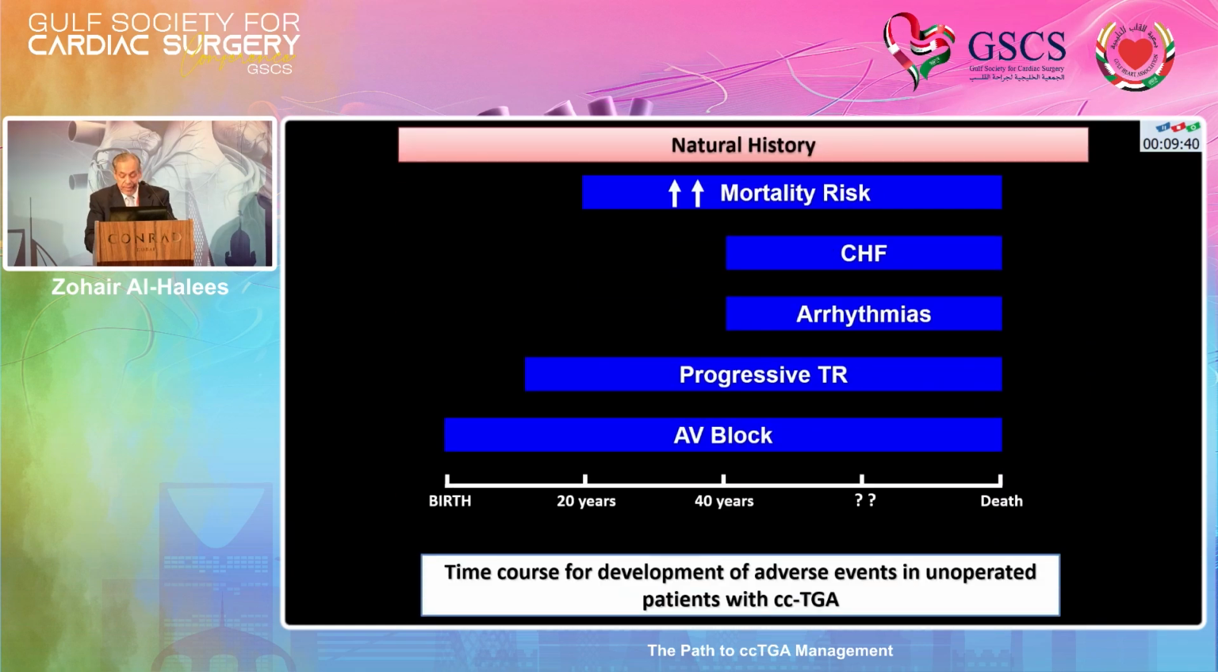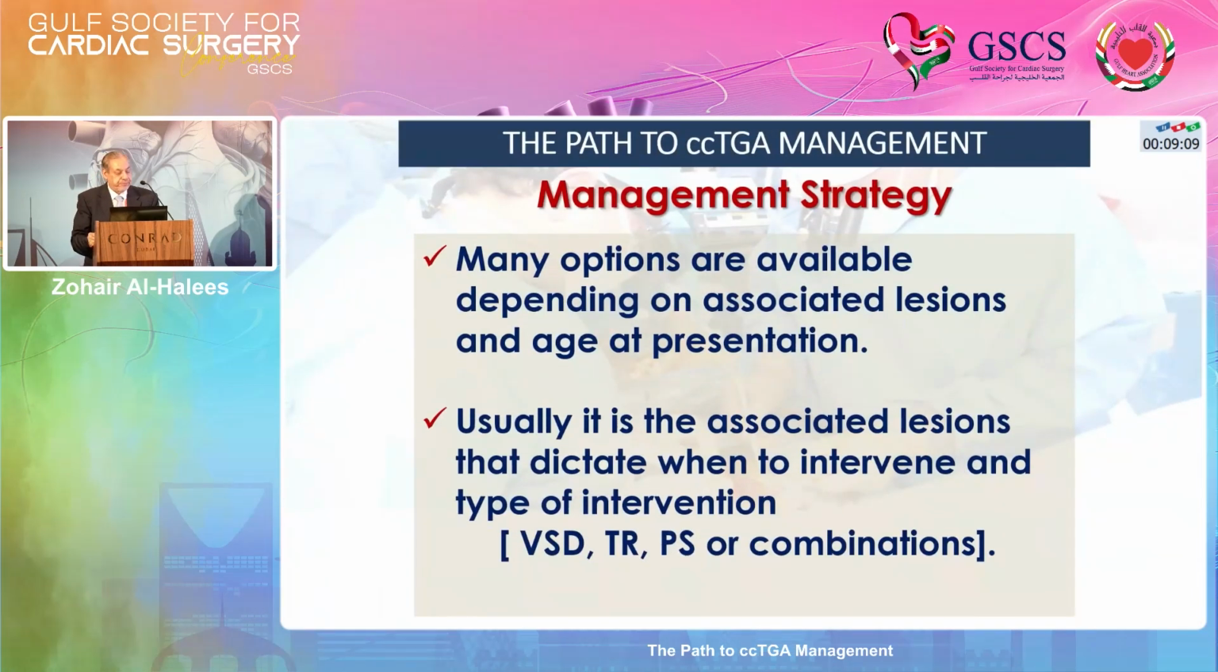If you look here at this time frame, this is looking at the patients from birth to death. The risk of atrioventricular block is there from birth to end. Then the tricuspid valve regurgitation can be progressive. If born with a normal tricuspid valve initially, there is still a risk of developing tricuspid valve regurgitation. Then we have arrhythmias, congestive heart failure, and as time goes by, there is an increased mortality risk as well.